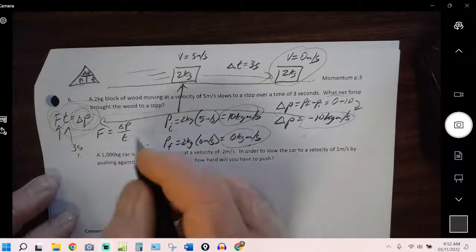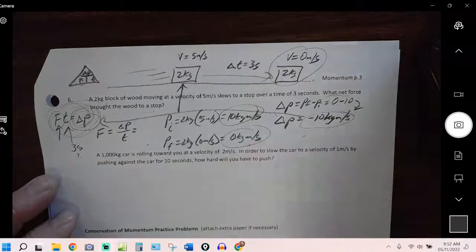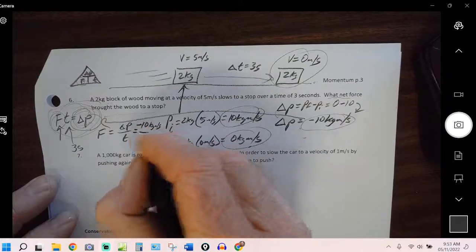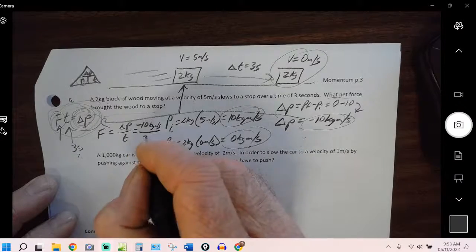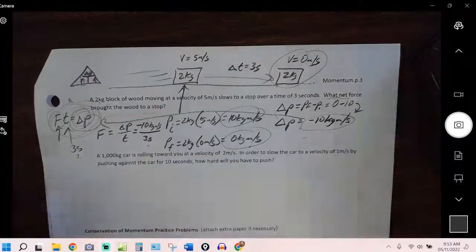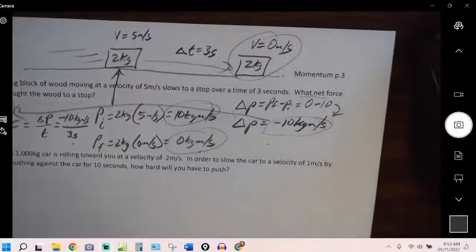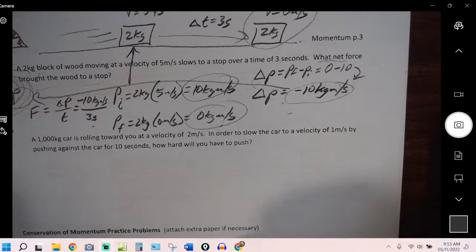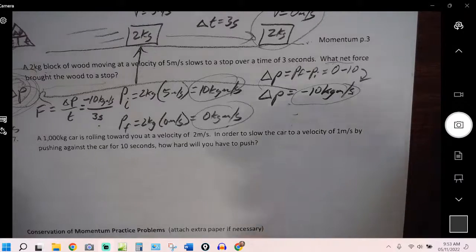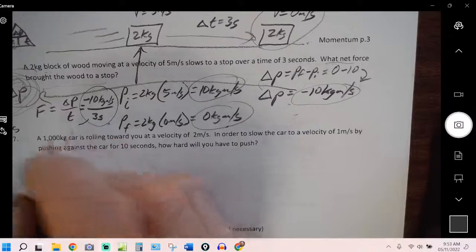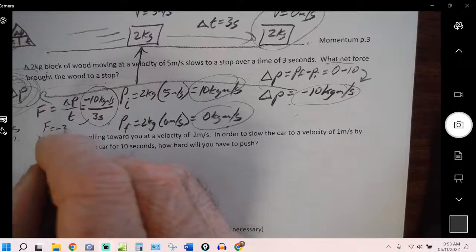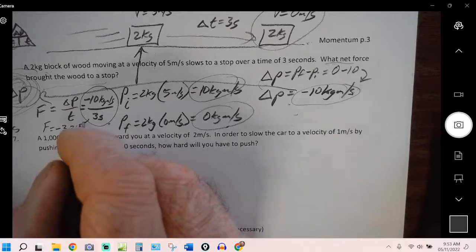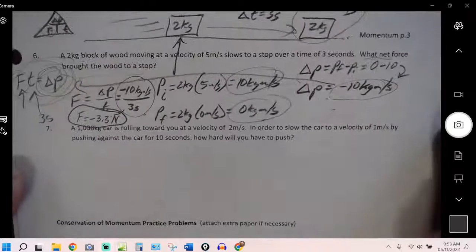So I'm running out of space. I don't know where, I guess I'll just crunch this in. Delta P is negative 10 kilograms meters per second. T is 3 seconds. What's 10 over 3? I know somebody can do that, approximately. It's going to be a repeating number. 10 divided by 3? 3.33, except this is going to be negative. So the force is negative 3.3, I'll just call it negative 3.3 newtons. So there's the final answer.